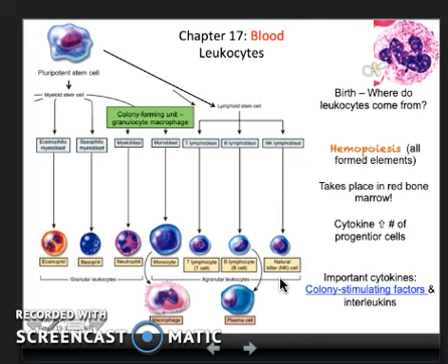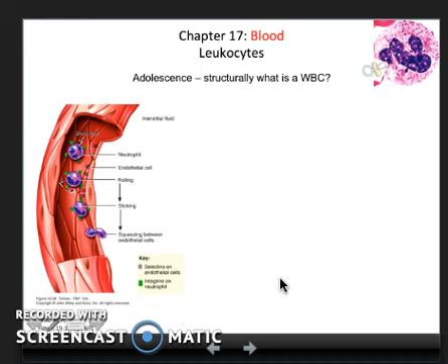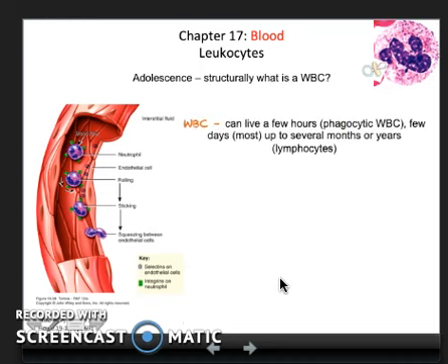So let's look at what the white blood cells are structurally, what they look like. All of our blood cells form in our red bone marrow. The white blood cells, however, have some maturity that they have to go through. Many of them only live a few hours, for example, as phagocytic white blood cells. Some a few days, that's most of them, up to several months or years, those are our lymphocytes.